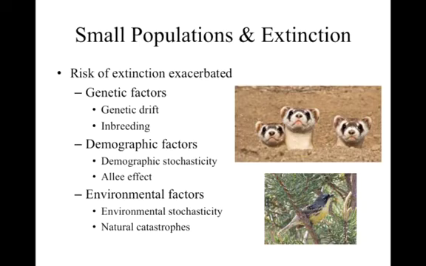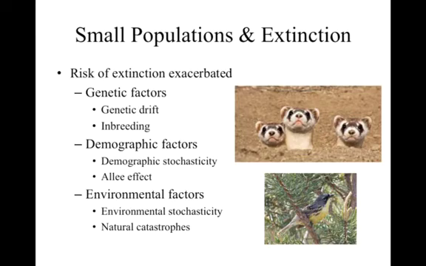go extinct. And again, extinction in general is more likely in small populations. Now, it's not just because of these stochastic factors. There's a number of things that cause small populations to go extinct more likely. And really, we can divide these into 3 different broad categories that cause small populations to be really at risk of extinction. One is genetic factors.